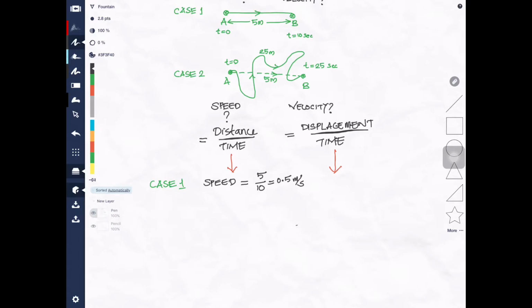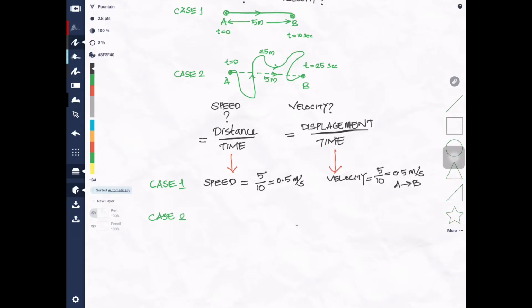Now when it comes to velocity, it is displacement divided by time. The displacement is the same as the distance covered for case 1, that is 5 meters divided by 10 seconds. So it will be 0.5 meters per second, but we have to add the direction also, from A to B. That makes it a vector. So velocity is a vector. We need both magnitude and direction: 0.5 meters per second, and A to B is the direction.